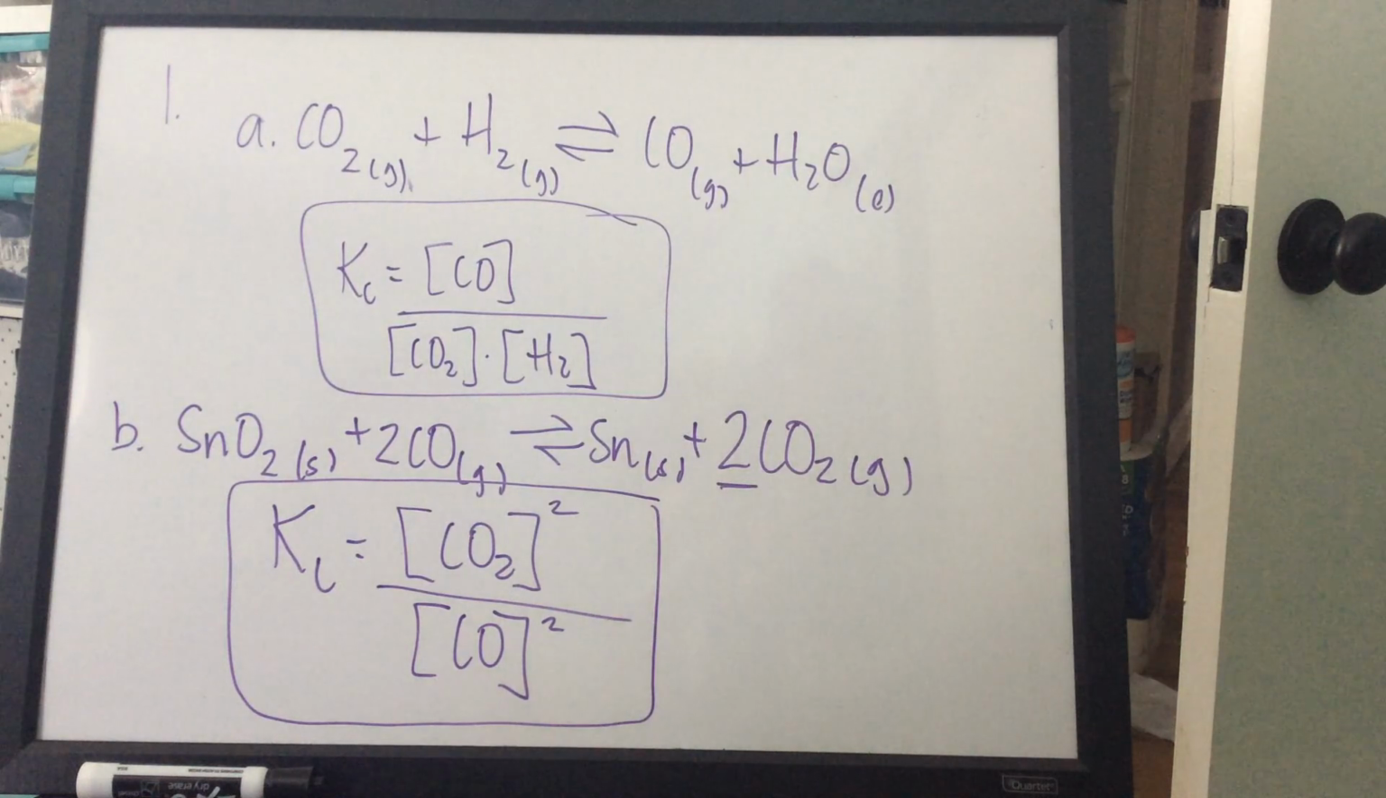So the takeaway point is that in writing a Kc expression, or a Kp expression, any solid or liquid in the reaction is removed from the expression. Basically, it's just ignored.